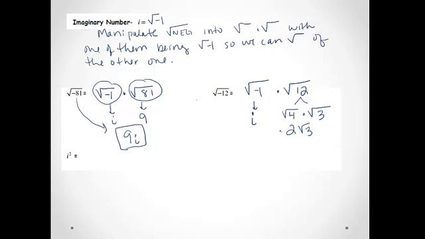And then you've got this i. Well, I could write it like this, but that looks funny: i 2 square root of 3. So we're going to write this section first, and then we always write square roots at the end. So it's going to be 2i square root of 3.